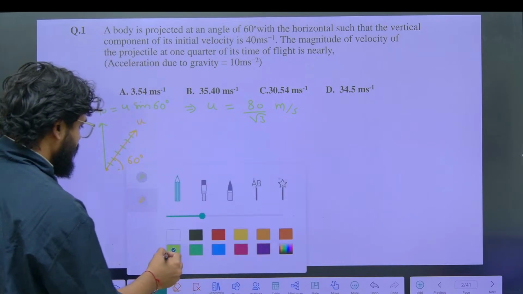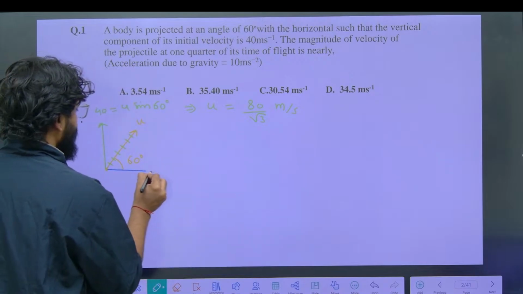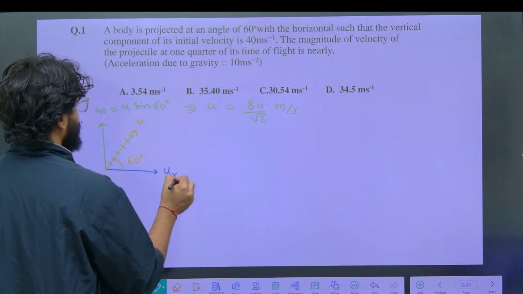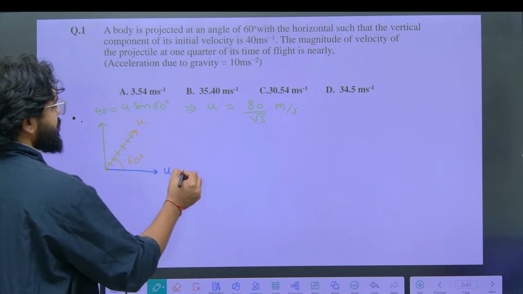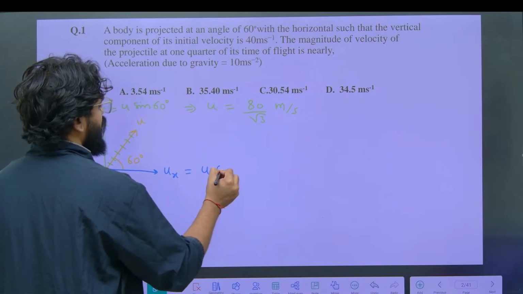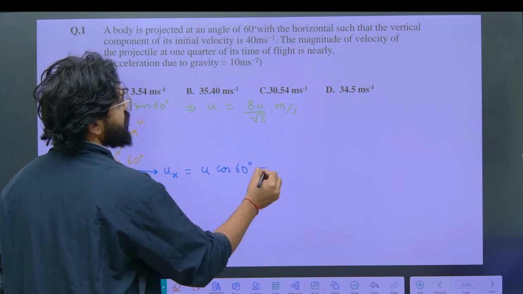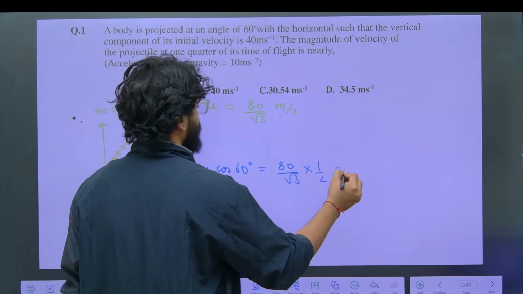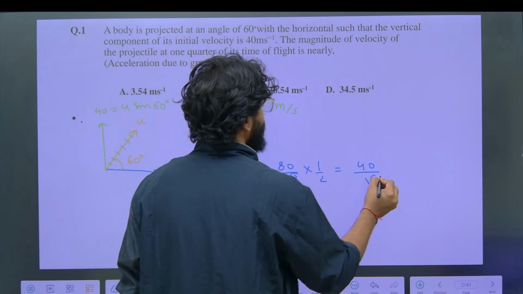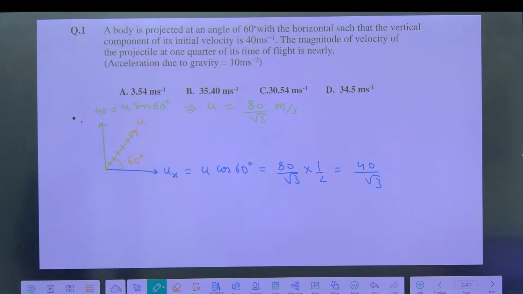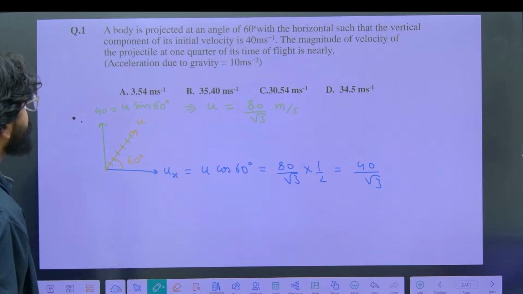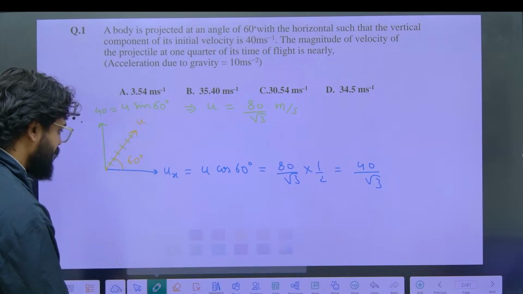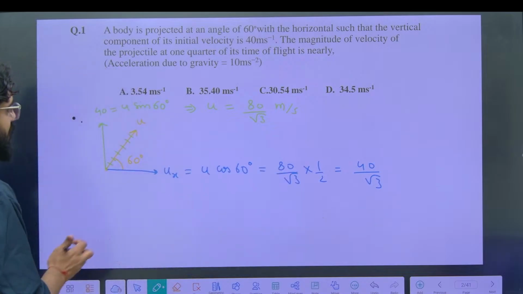Similarly, we can calculate ux. That will be u cos 60, yes or no? Correct. So it will be 80 by root 3 into 1 by 2. So that will be 40 upon root 3. Now let's see what the questioner is saying. The magnitude of the velocity of the projectile at 1/4 of its time of flight is nearly. So firstly, let's calculate the time of flight.